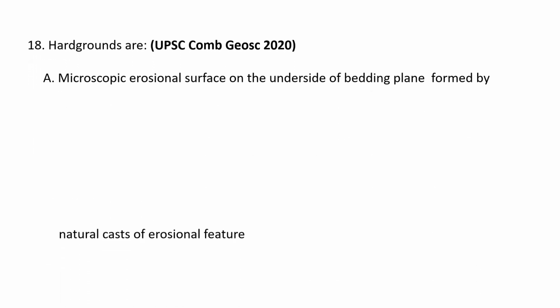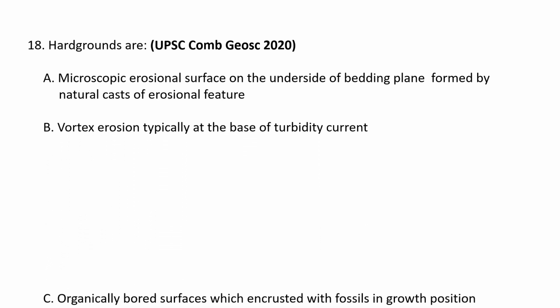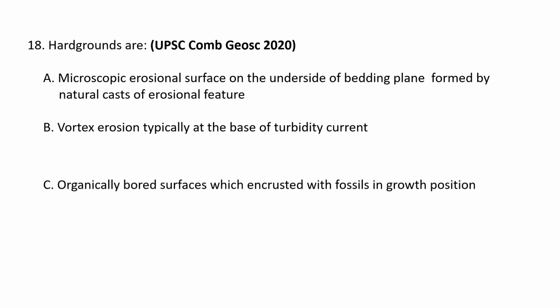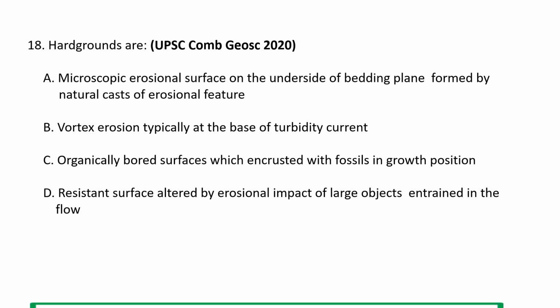Hard grounds are A. Microscopic erosional surface on the underside of bedding plane formed by natural casts of erosional feature. B. Vortex erosion typically at the base of turbidity current. C. Originally bored surfaces which encrusted with fossils in growth position. And D. Resisted surface altered by erosional impact of large objects entrained in the flow.